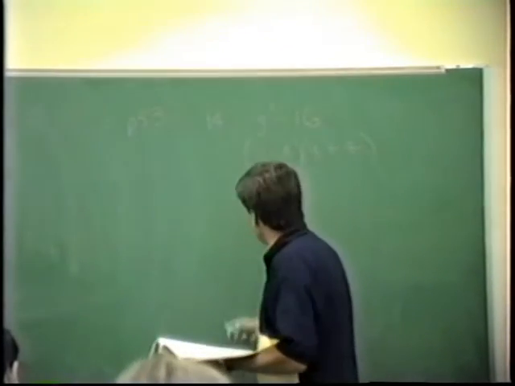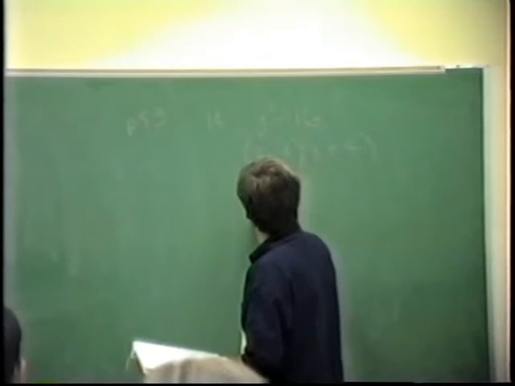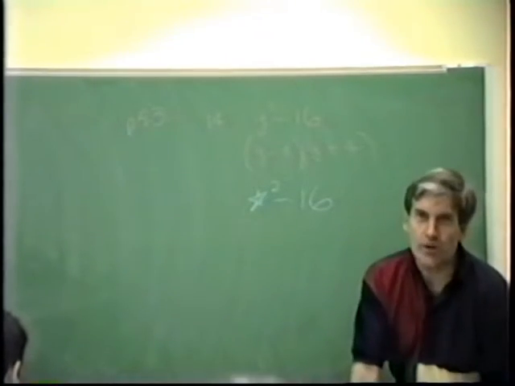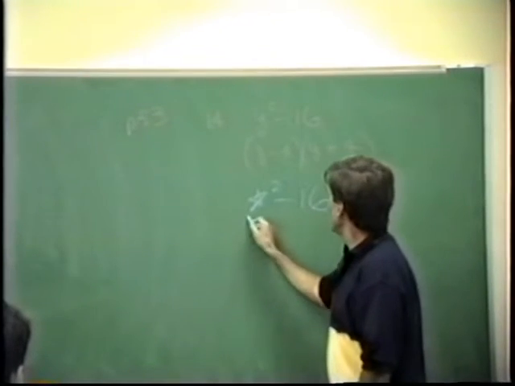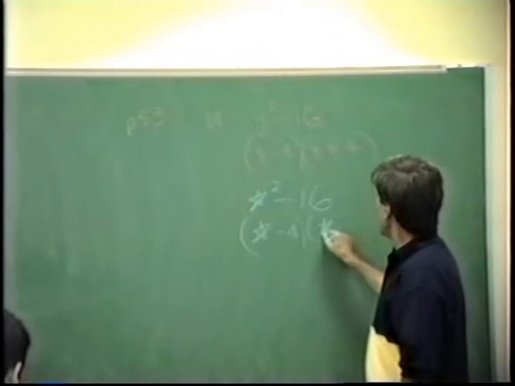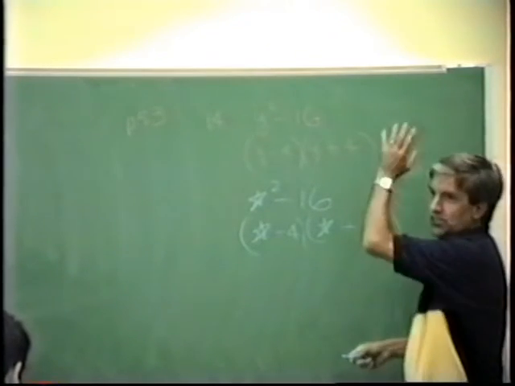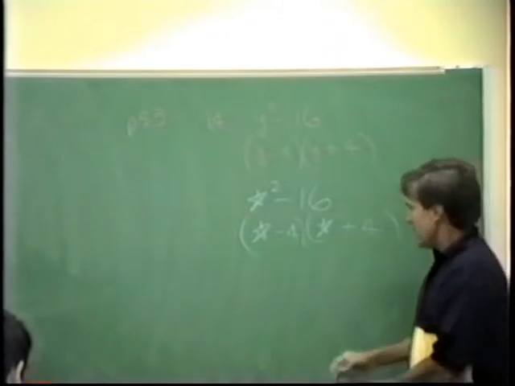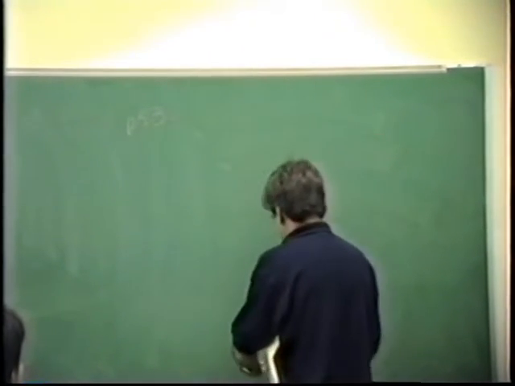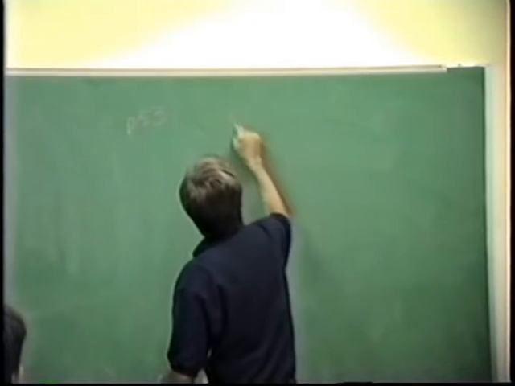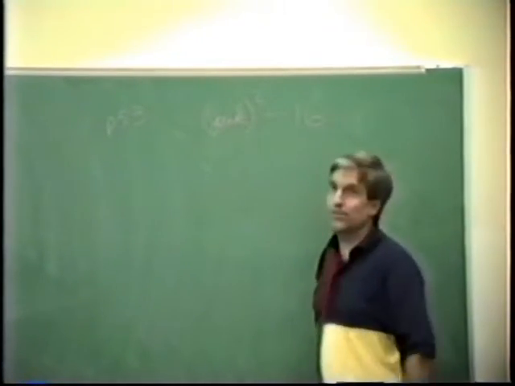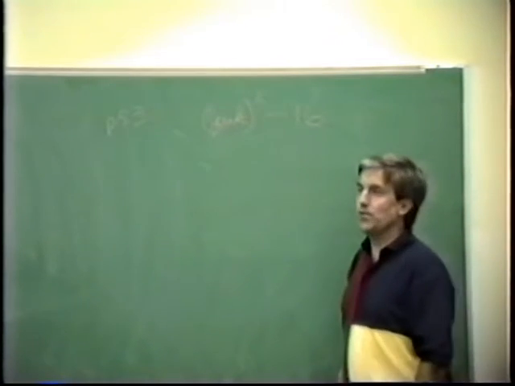Now, what if I gave you a problem that said star squared minus 16? Would everybody be able to do star squared minus 16? What would you do? Star minus 4, star plus 4, and everybody just zips right through that. Now, what if I changed the problem and gave you something like this? Junk squared minus 16. Can you factor junk squared minus 16?